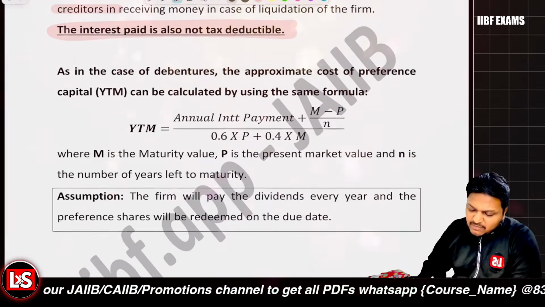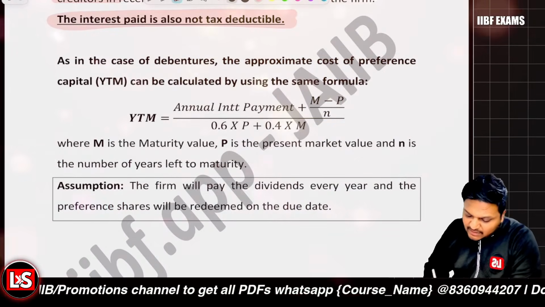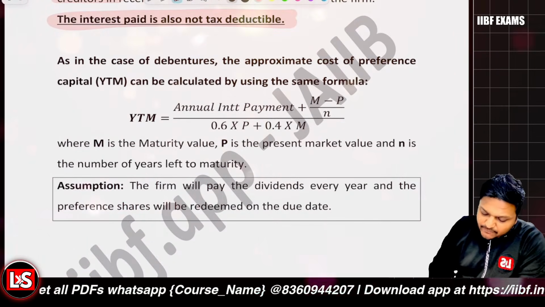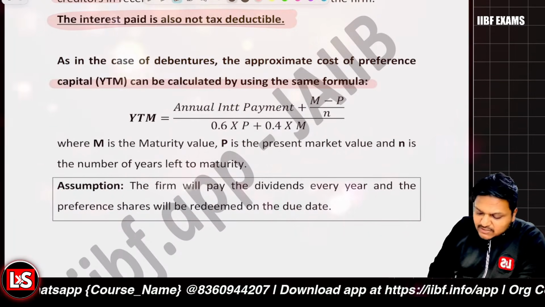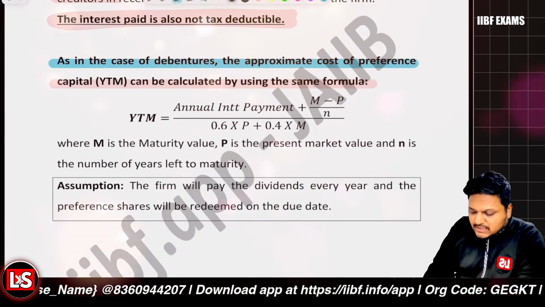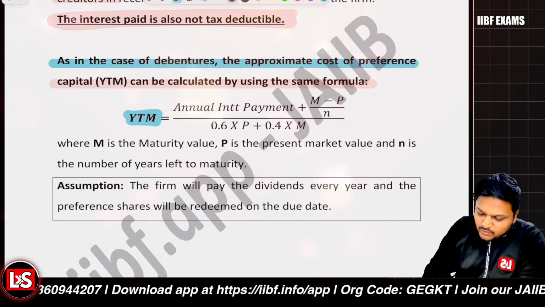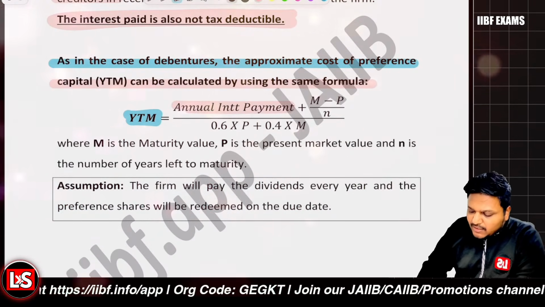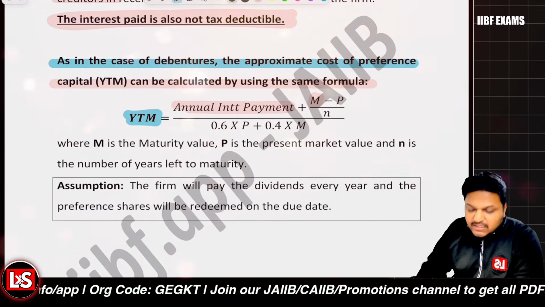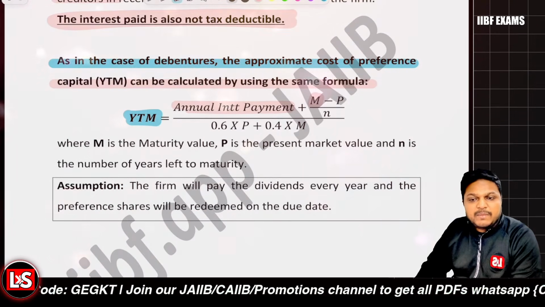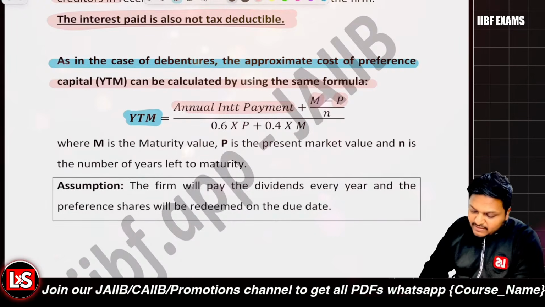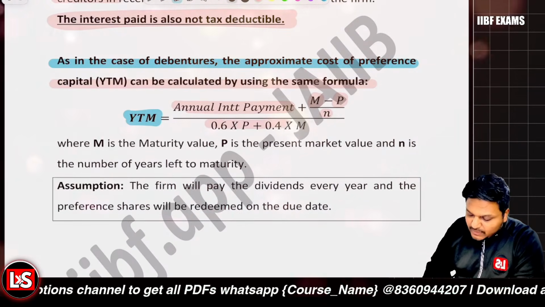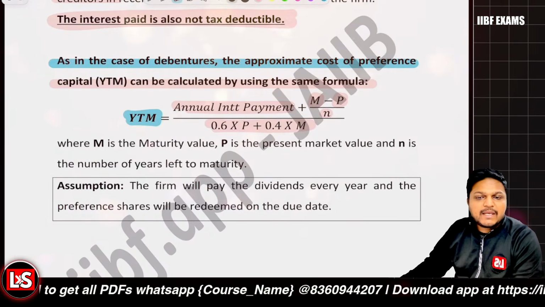So as in the case of the debentures, the approximate cost of preference capital is calculated using the same formula that we used in the case of the debt capital. Annual interest payment means the dividend we are paying, that will be here. And M is basically what? M is representing the maturity value and P is representing the present value, divided by the residual maturity, and further 0.6 into P and 0.4 into M. The same formula can be used.